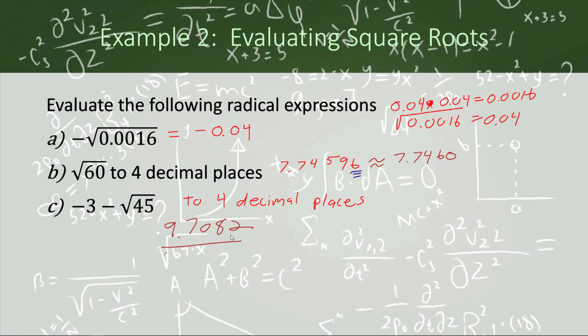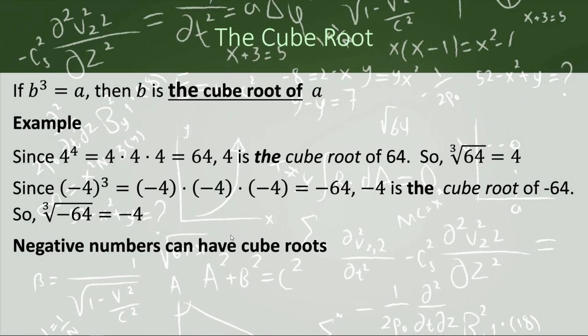Okay, the other thing we want to talk about are cubed roots. Basically, cubed roots are really nothing more than an extension of square roots, except there is a bit of a twist. The definition is pretty much the same. If b cubed is equal to a, then b is the cubed root of a. And here's one example. Here we have, well, that should be 4 cubed, not 4 to the 4th power.